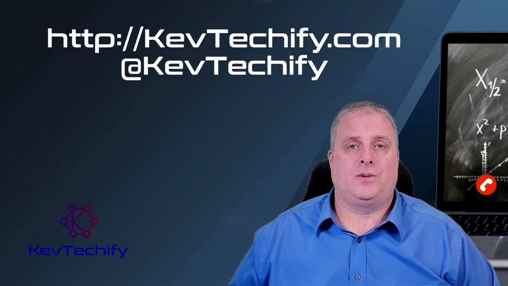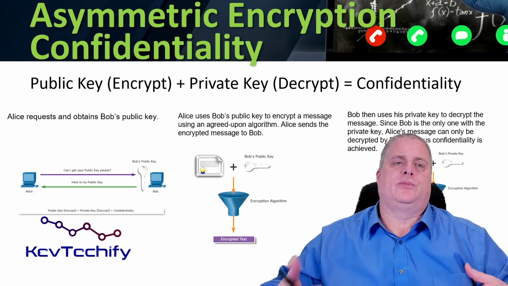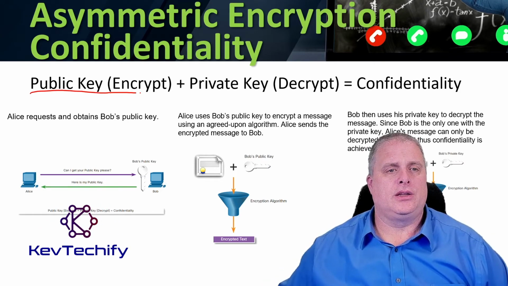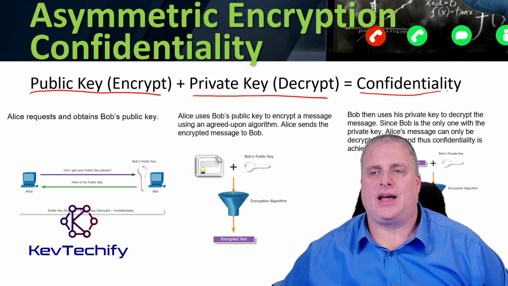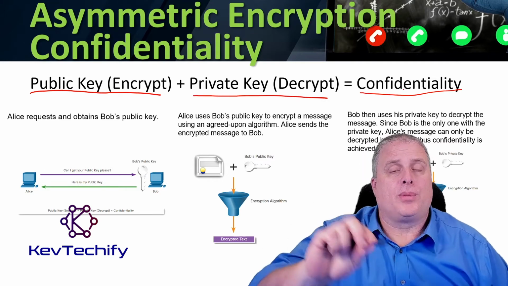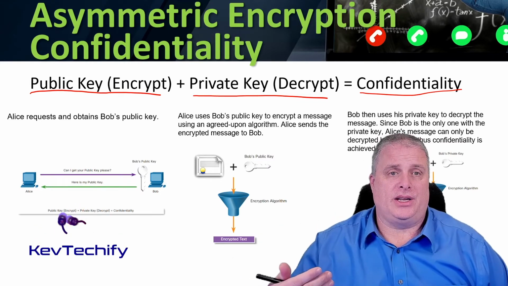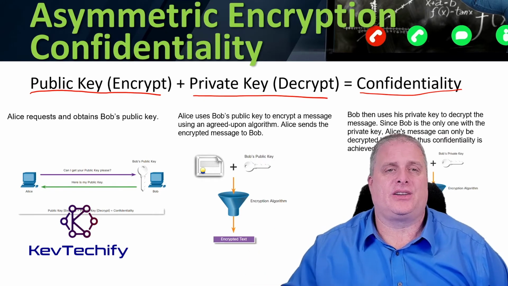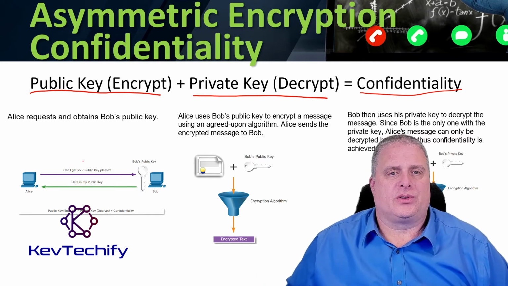For confidentiality, the process can be summed up with this formula, where we're looking at the public key to do the encrypting, and the private key to do the decrypting. That gives us our confidentiality. When the public key is used to encrypt the data, the private key must be used to decrypt that data. Only one host has the private key, therefore confidentiality is achieved. All this starts off with, over here, Alice requests Bob's public key.